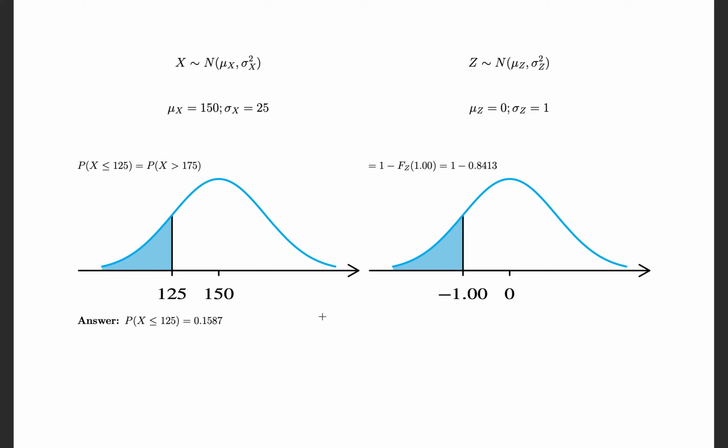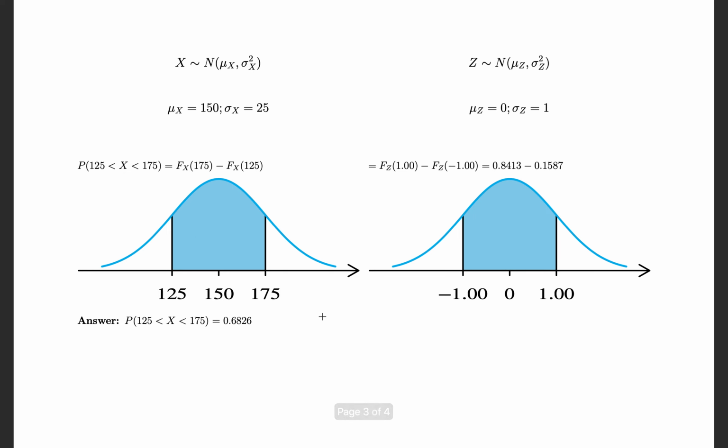Now let's look at the third example. What is the probability that x is between 125 and 175?